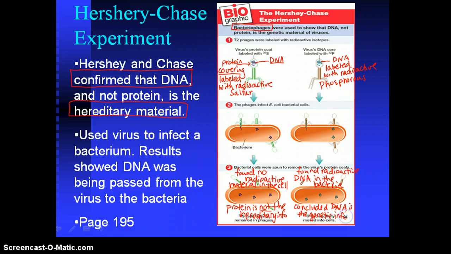Now, you have this picture on your notes packet, and you will probably want to go ahead and write some extra things down to make sure that you understand what the picture is showing you, because it didn't copy very well if you're using that notes packet. Basically, the results showed DNA was being passed from the virus to the bacteria. Another thing you can note is that it is on page 195 if you want to look up some more pictures.